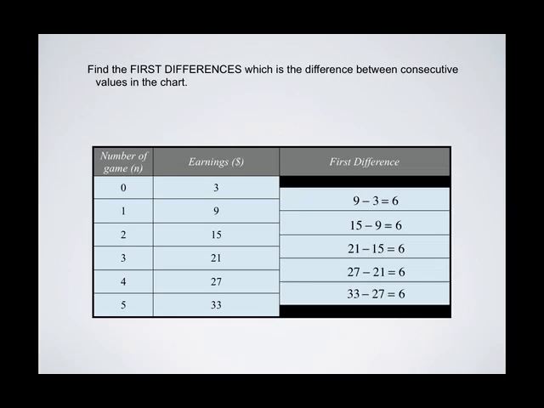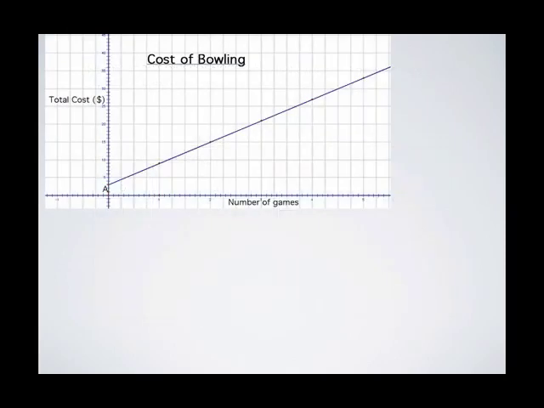If we examine the first differences, which is the difference between consecutive values in the chart, we will see that the first differences are a constant value of 6. We see this represented on a graph, and we look for the slope.